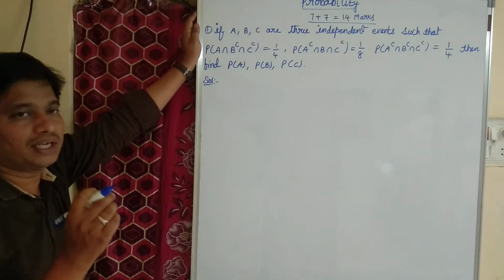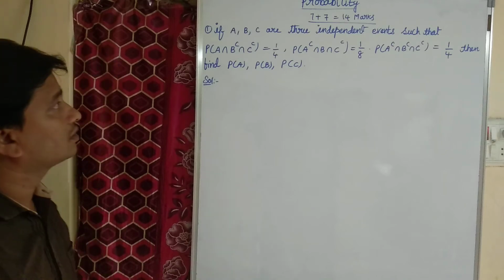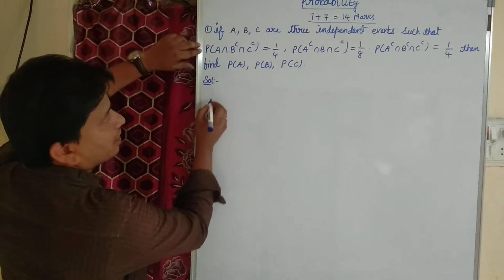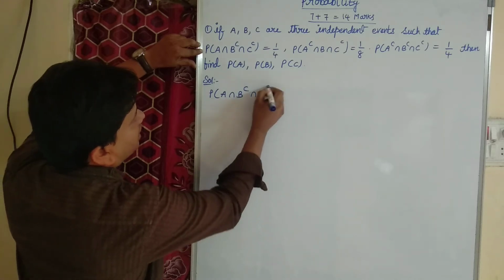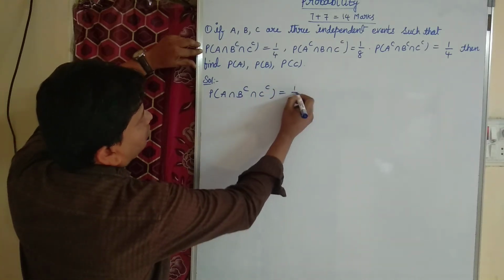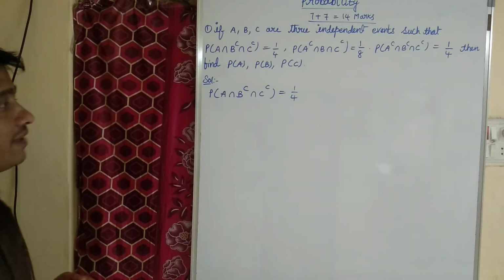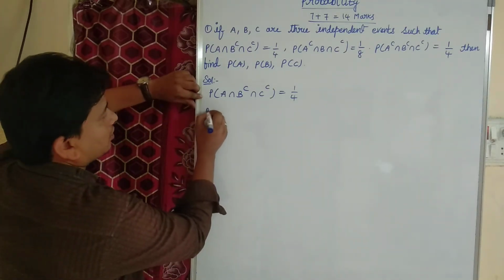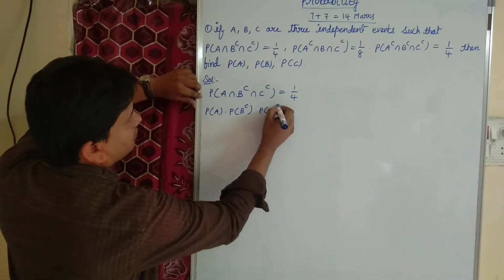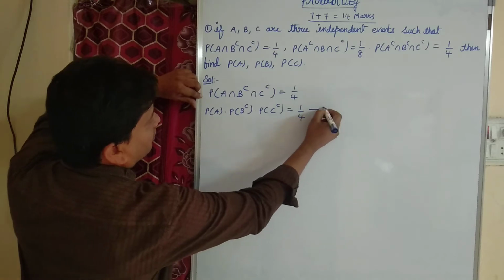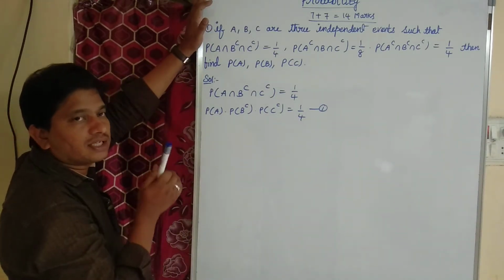So if A, B, C are 3 independent events such that P of A cap intersection B cap intersection C cap equal to 1 by 4, right? If they are independent events, then I can say that P of A into P of B cap into P of C cap equal to 1 by 4, which is our equation number 1. Children, as I said, they are independent events.